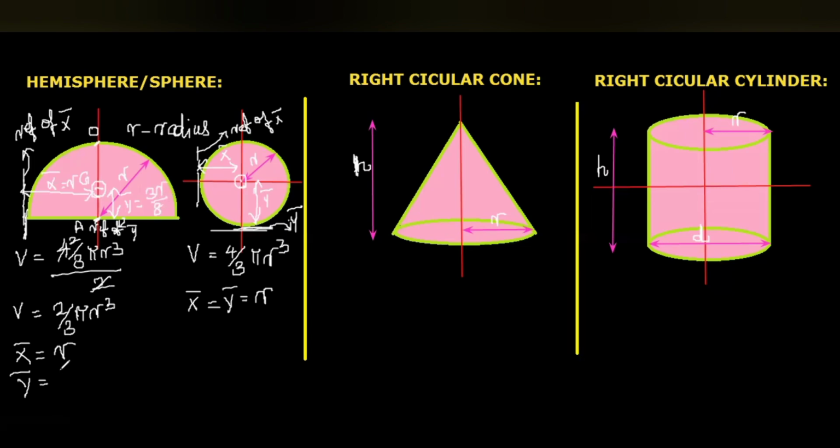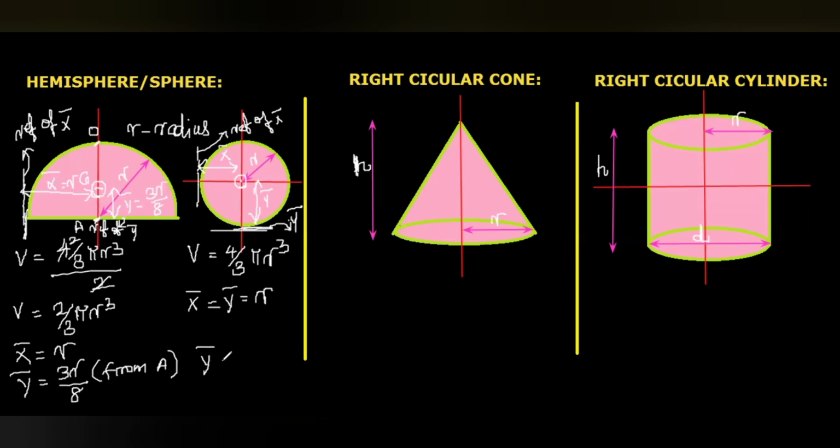Okay, that is 3r by 8. This is from A. At the same time, we can say from the point O, that will be 5r by 8. That is r minus 3r by 8. This is from O, r minus 3r by 8. If you multiply, it will be 8r minus 3r by 8. So here the y bar, this is from point O, that will be 5r by 8.